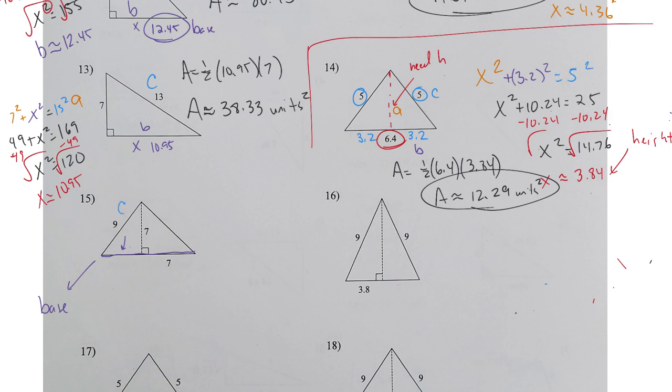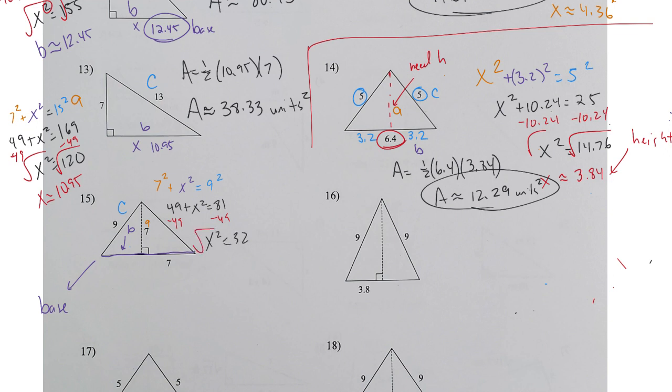So this is going to be my C. We'll call 7 A, and this is b, even though it's not our entire base when I go to use my area formula. So I'm going to say 7 squared plus x squared equals 9 squared. So now I evaluate, I get 49 plus x squared equals 81. I do 81 minus 49, so I'm going to subtract 49 from both sides. So I have x squared equals 32.